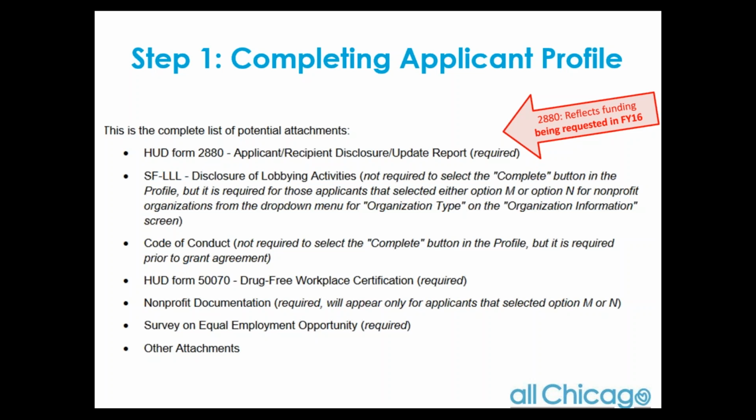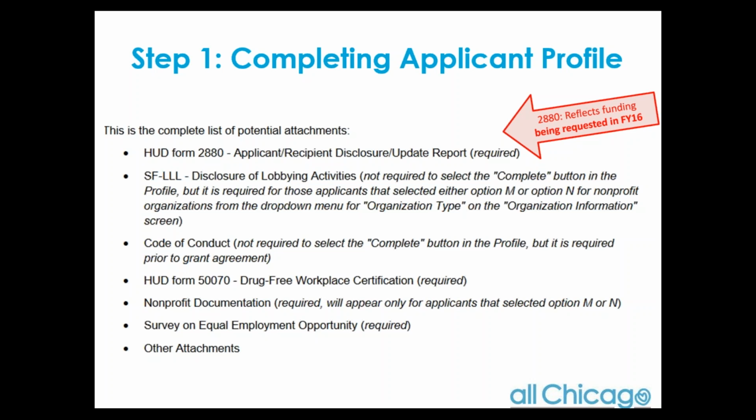Here is a list of some of those attachments that will be included in your applicant profile. The first one is a HUD Form 2880. The important thing to note on here is that it reflects your funding being requested for fiscal year 16. If you're not sure about that, you should check the DIW, but that needs to reflect your funding that you're requesting for this competition. So again, even if you had updated it in the last competition, you need to update it with the new amount.